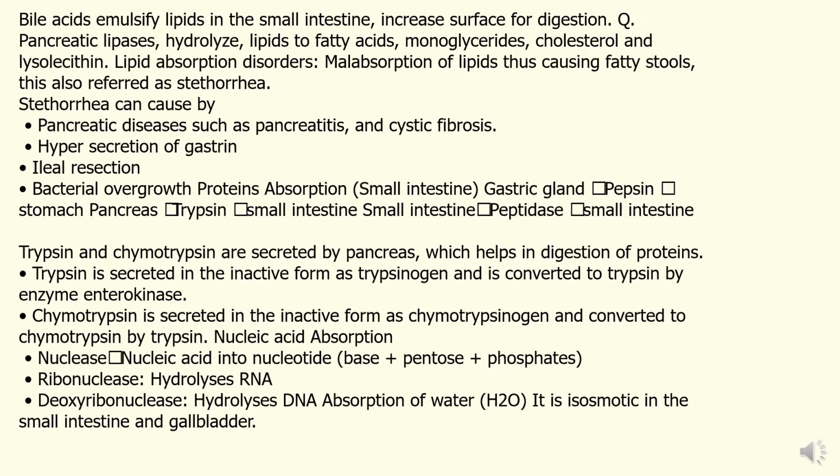Trypsin and chymotrypsin are secreted by the pancreas and help in digestion of proteins. Trypsin is secreted in the inactive form as trypsinogen and is converted to trypsin by the enzyme enterokinase. Chymotrypsin is secreted in the inactive form as chymotrypsinogen and converted to chymotrypsin by trypsin.